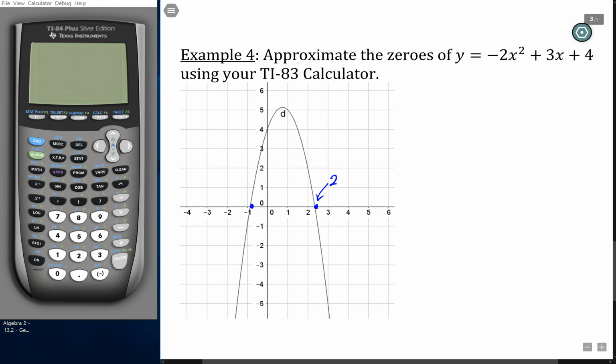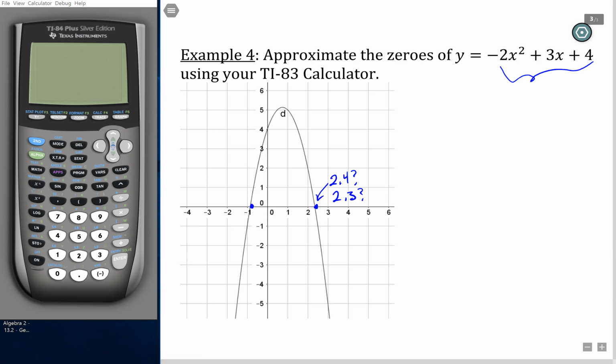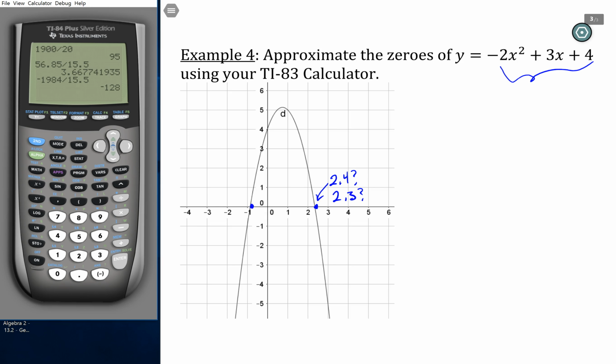Like, is this 2.4? Maybe. Is it 2.3? The point is, I don't know. And if you look at this, it's actually not factorable. If you really care, you can pause your video and try to factor this for a little while. It won't work. There is no way to factor it that I can see. So let's go into the calculator. I have no other options.